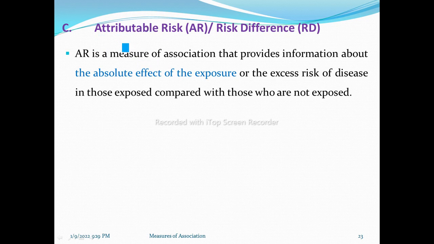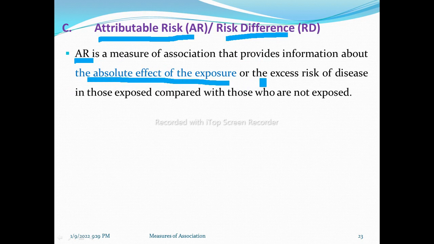So now we will start with attributable risk, or we can say risk difference. AR means attributable risk. ARD means risk difference. Attributable risk is a measure of association that provides information about the absolute effect of exposure, or the excess risk of disease in those exposed compared with those who are not exposed.